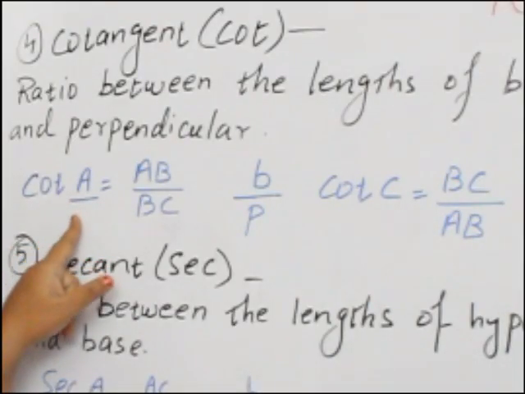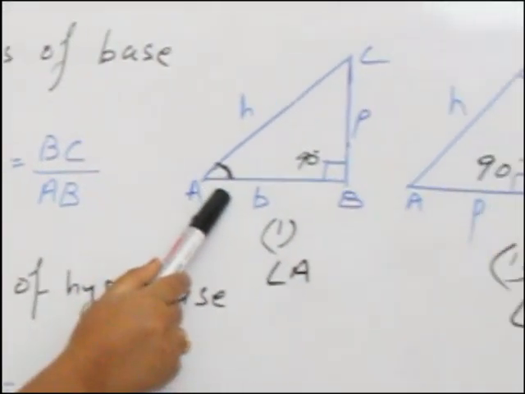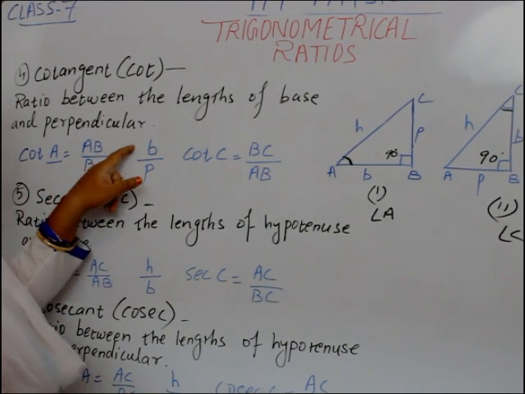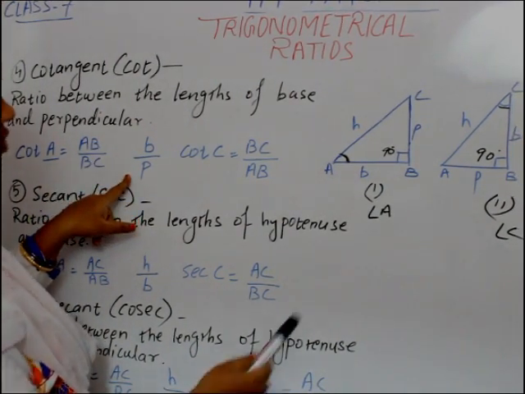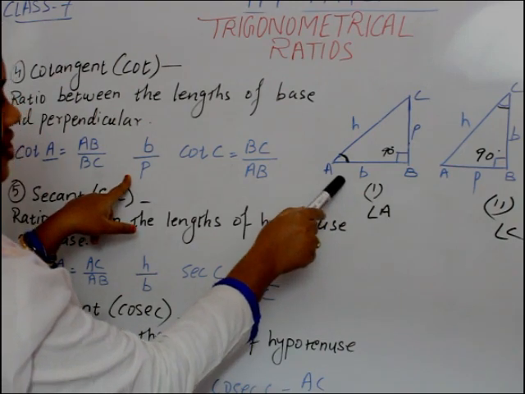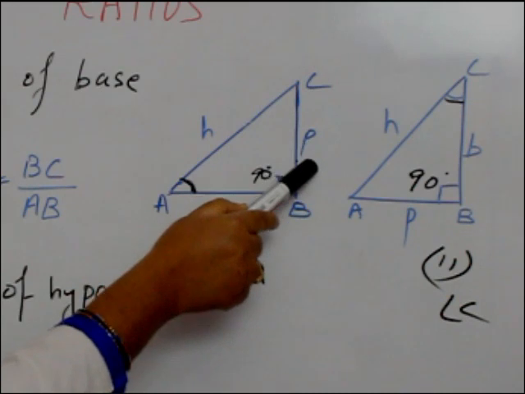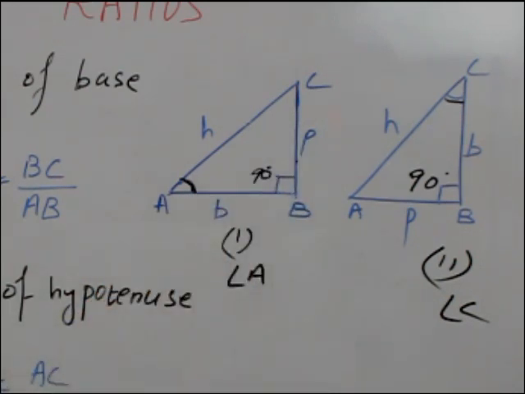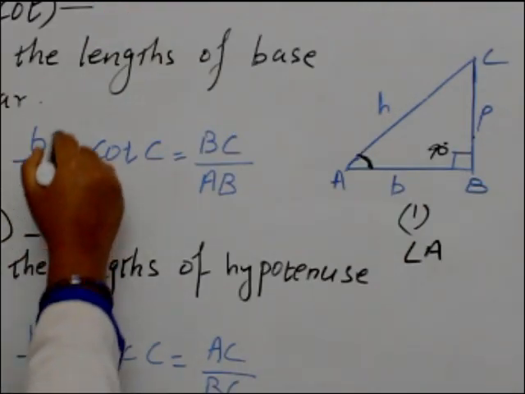So cot A. Here angle A is the angle of reference. So cot A means base by perpendicular. Look at the first figure, children. What is base? AB. What is perpendicular? BC. So base by perpendicular is AB by BC. Clear?